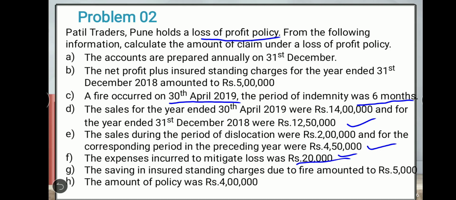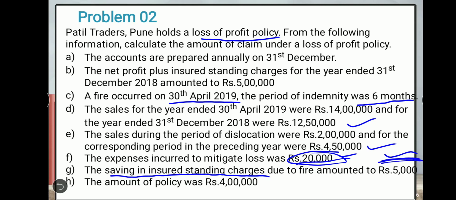Is that clear? Then next one is saving in insured standing charges, which is rupees 5,000. So there is saving in insured standing charges. It means it will minimize our loss. So we have to less this amount from the loss of profit. Is that clear? So these are the new adjustment in this example.